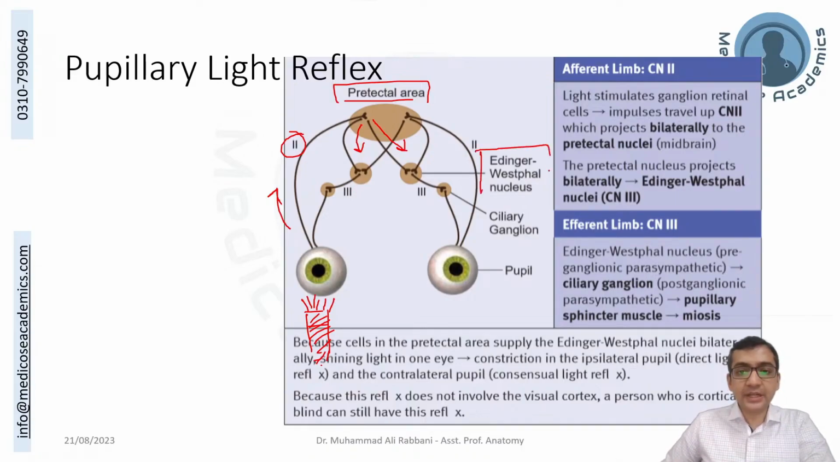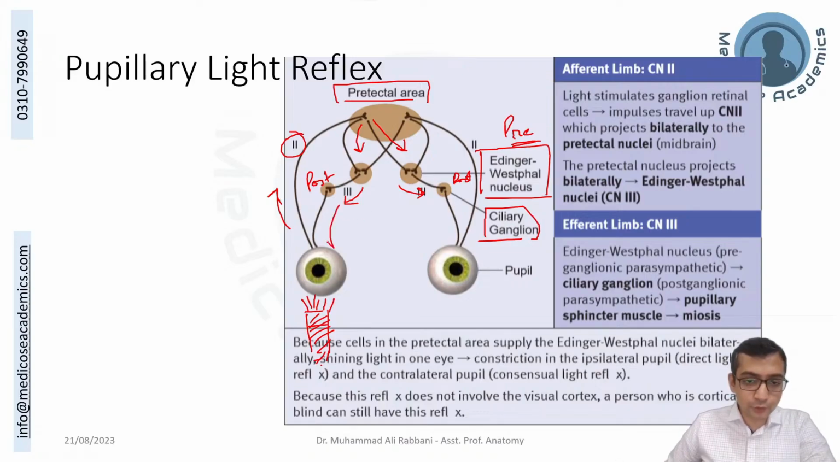The parasympathetic nucleus is called Edinger-Westphal nucleus. Edinger-Westphal nucleus. And from that, this is the preganglionic fiber. And from there, it goes, and here it synapses in the postganglionic cell bodies that are the ciliary ganglions, and from there it goes to the pupillary sphincters.